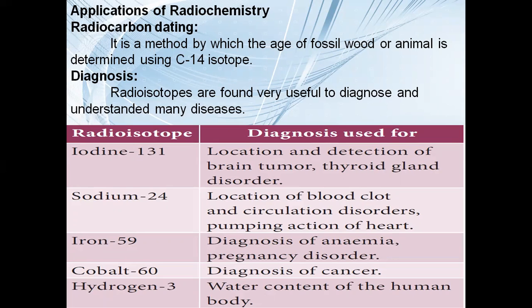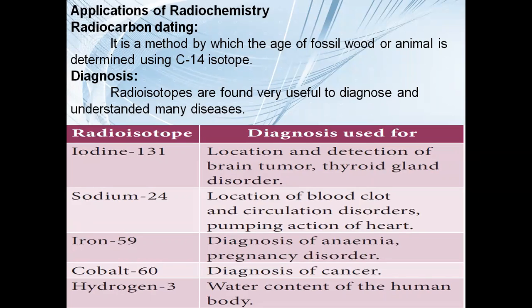Okay, the next one is sodium 24. Location of blood clot and circulation disorders, pumping action of heart. So சிலருக்குலாம் ஹார்ட் வந்து ஃபங்க்ஷன் ஆக மாட்டேது அப்படின்னு சொல்லுவாங்க. ஓகேவா, ஸோ அதெல்லாம் எதை வச்சு நமக்கு ஐடென்டிஃபை பண்றாங்க, சோடியம் 24 ரேடியோ ஐசோடோப்ஸ். ஓகே, நெக்ஸ்ட் ஒன் இஸ் பிளட் கிளாட், சர்க்குலேஷன் ஆஃப் டிசார்டர்ஸ், பம்பிங் ஆக்ஷன் ஆஃப் ஹார்ட். ஸோ இந்த டிசார்டர் எல்லாமே எதை வச்சு டயக்னோஸ் பண்றாங்கன்னா sodium 24 radio isotopes.